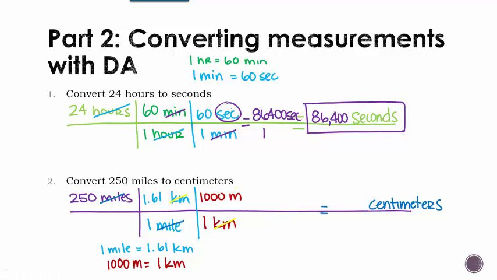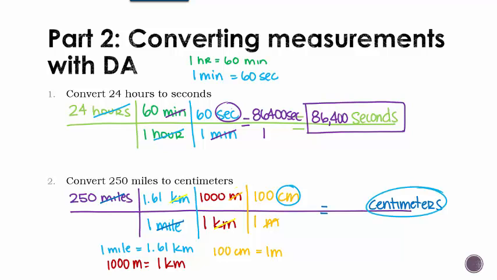From last year in science class, hopefully you remember that 100 centimeters is the same thing as 1 meter. So we have 1 meter down at the bottom, because remember we want it to cross off. It's the same thing as 100 centimeters. So now we're finally at the units that we want. We want centimeters, and we have centimeters.